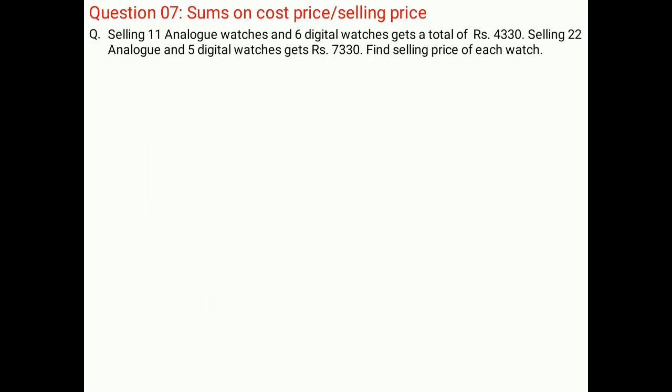Let's take another type of sum. This is sums on cost price and selling price. The question reads, selling 11 analog watches and 6 digital watches gets a total of rupees 4,330, and selling 22 analog and 5 digital watches gets a total of 7,330. Find the selling price of each type of watch.